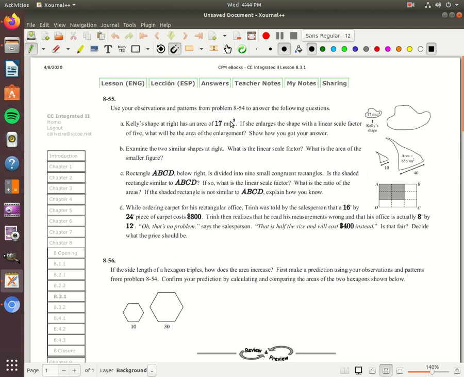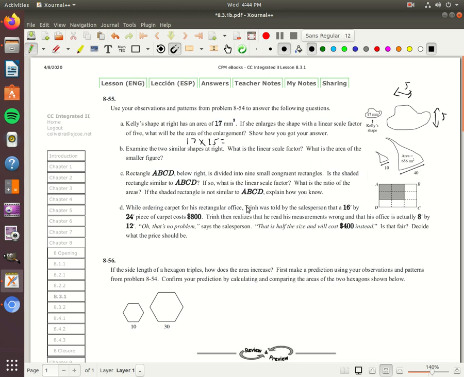So Kelly's shape at right has an area of 17 meters squared. If she enlarges the shape with a linear scale factor of 5, so she's going to make it 5 times bigger in this direction and 5 times bigger in this direction, well, I hope we all agree that it's going to be 25 times bigger. So I'm going to multiply 17 by 25.